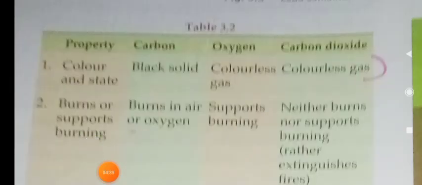Here we can discuss the properties. Color and state. Carbon is a black solid. Oxygen is a colorless gas, but when they combine to form carbon dioxide, it is a colorless gas. Similarly, carbon burns in air or oxygen.